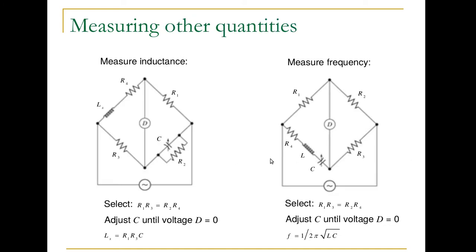Bridges can also be used to measure impedances for AC circuits. Here's an example where we want to find this inductance, and we can adjust the capacitance value until we have voltage that's 0, or we could use a different bridge circuit with an adjustable capacitance in order to measure the frequency.